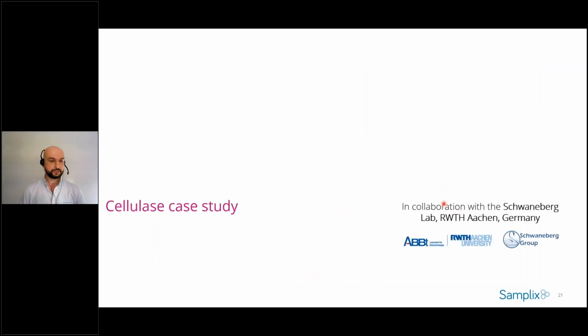So let's come to the cellulase case study. This case study was performed in collaboration with the Spiess group at RWTH Aachen. And we chose a cellulase as a model enzyme here. It is quite an interesting enzyme. Cellulases belong to the third largest industrial enzymes, and they have a significant application across different industrial processes, including food, textile industry, pharmaceutical, biofuels, and paper production.